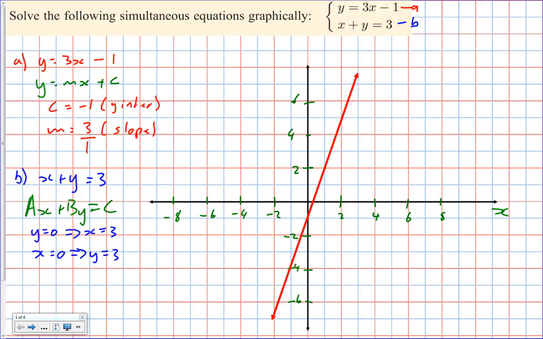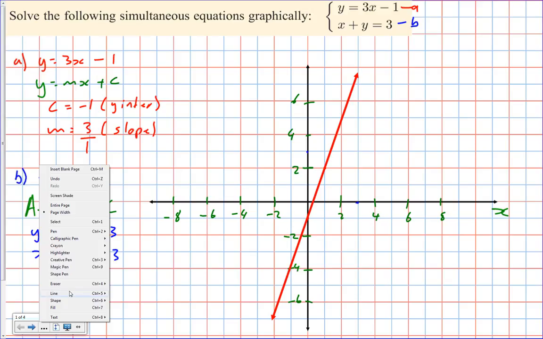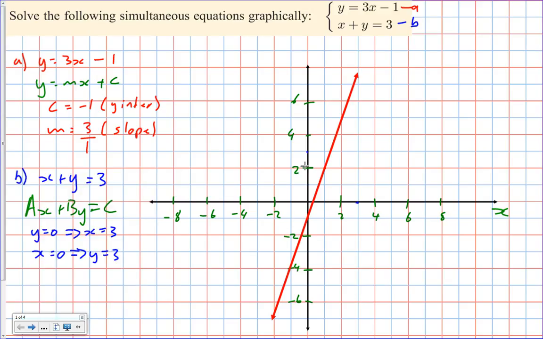If we have to do more, like this one here, we don't have to do any calculations. So again, we put our dots on the graph. So we're going to put a dot here, where y is 0, x is 3, and x is 0, y is 3, we're going to put a dot here for the other one. Again, we're going to draw our line. So grab my line here. Start from that point. Go through that point.